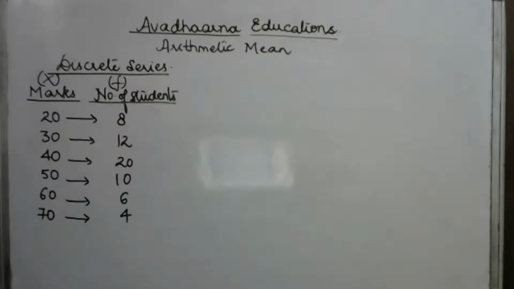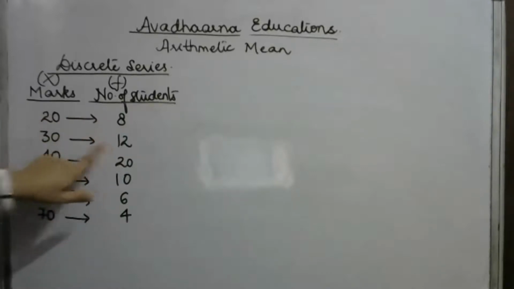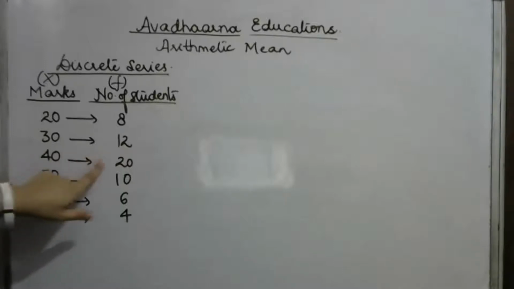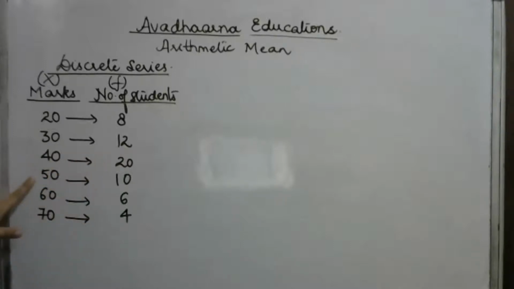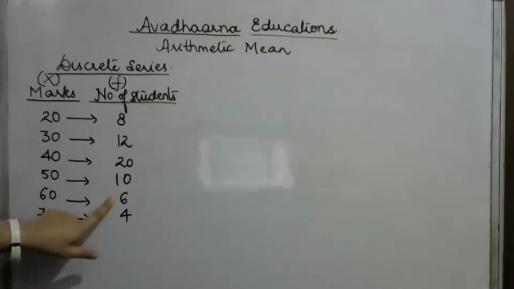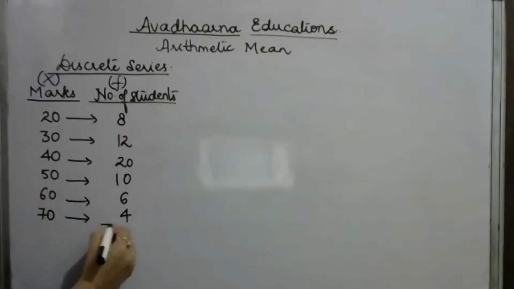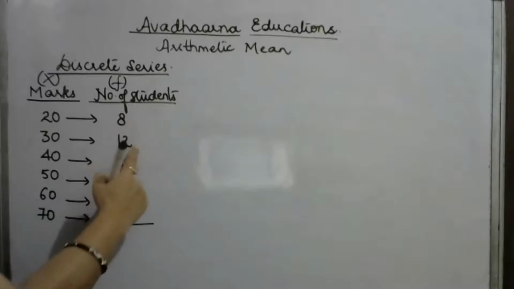Now, how to read this table? 20 marks are obtained by 8 students in a class, 30 marks are obtained by 12 students in a class, 40 marks are obtained by 20 students in a class, 50 marks are obtained by 10 students in a class, 60 marks are obtained by 6 students in a class, and 70 marks are obtained by 4 students in a class.